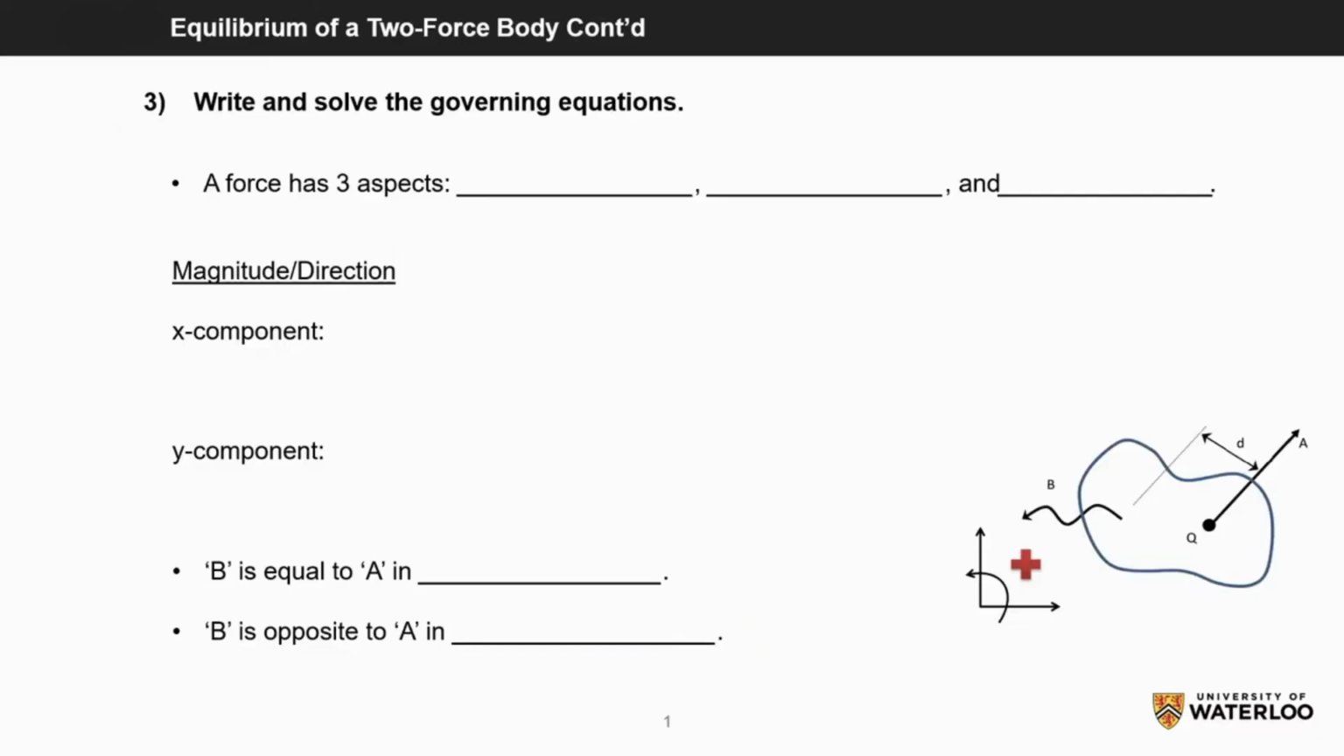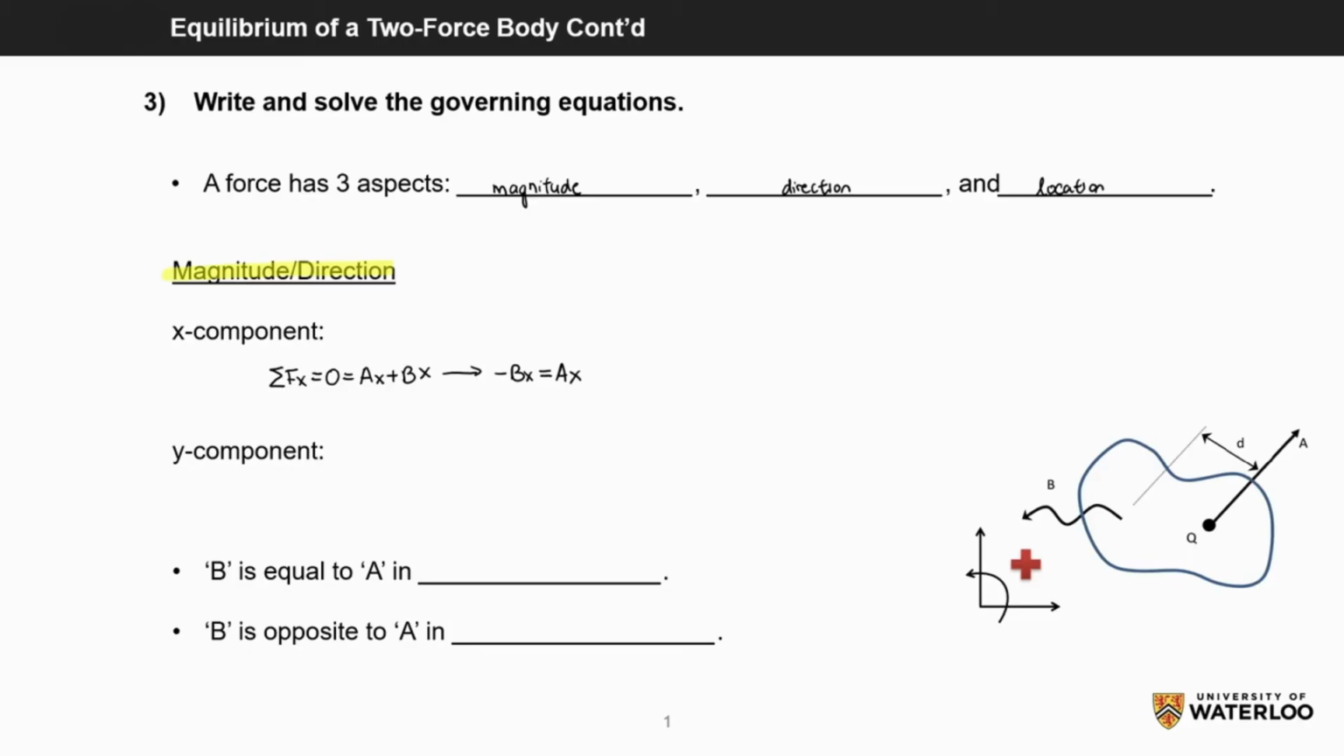Then, we will solve any associated equations. Recall that the three aspects of any force are magnitude, direction, and location. We will first determine the magnitude and direction of the two forces. For the x component, the sum of the forces must be 0, so bx is equal to ax in magnitude, but they will act in opposite directions, and therefore bx will be set as negative while ax has a positive sign according to our coordinate system.